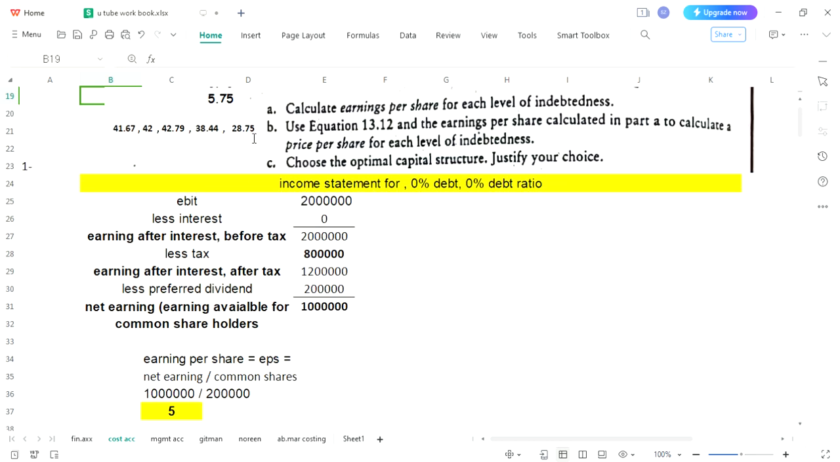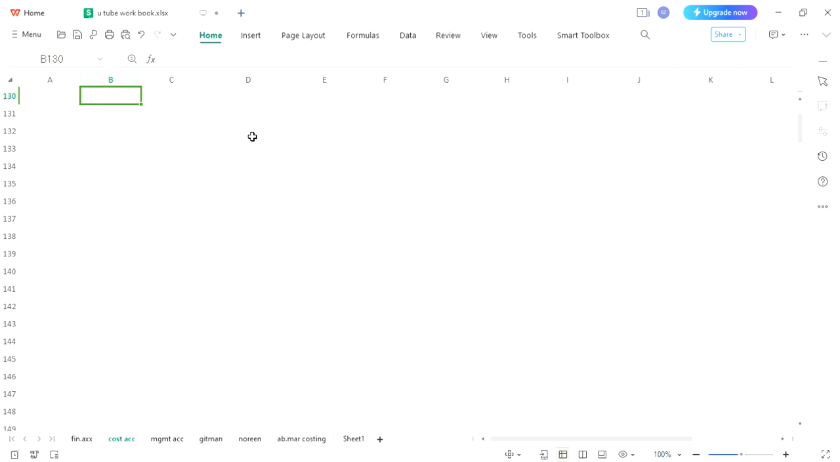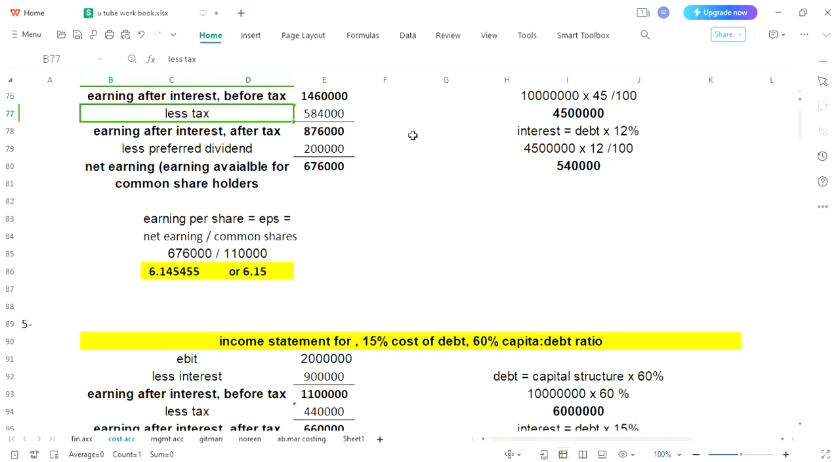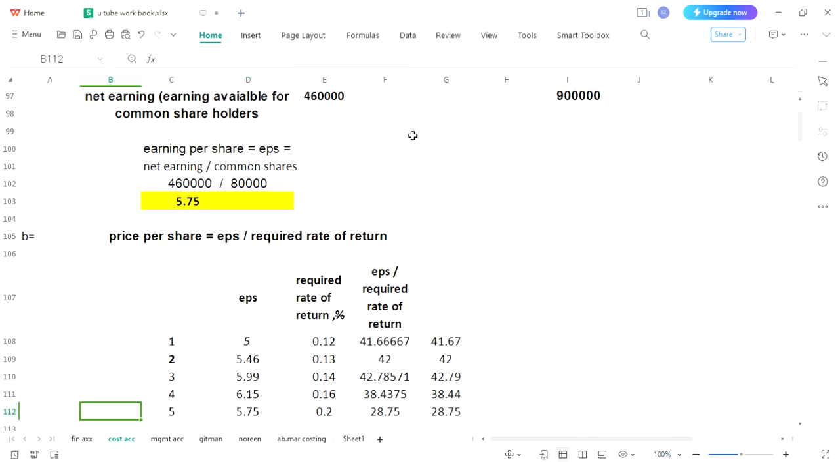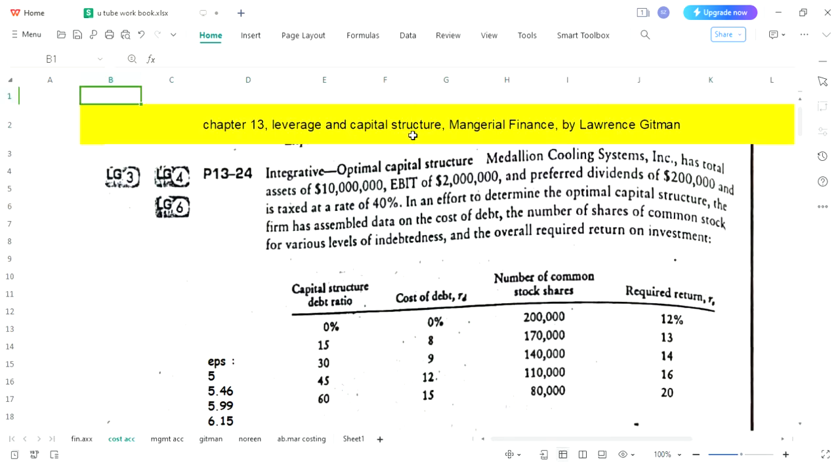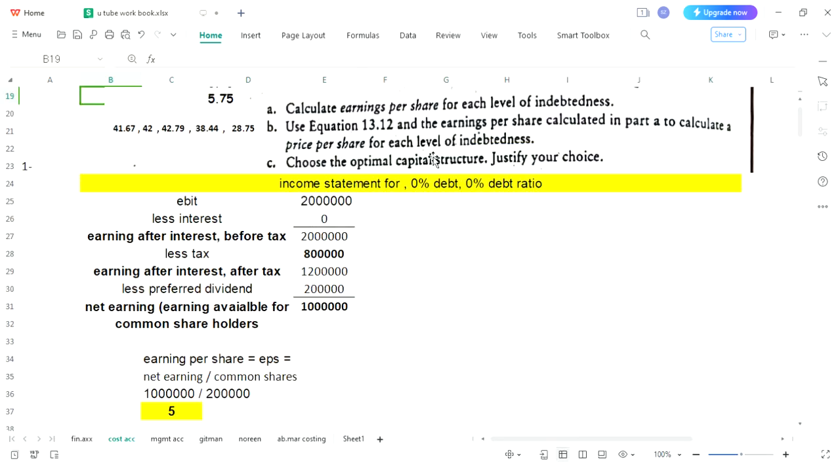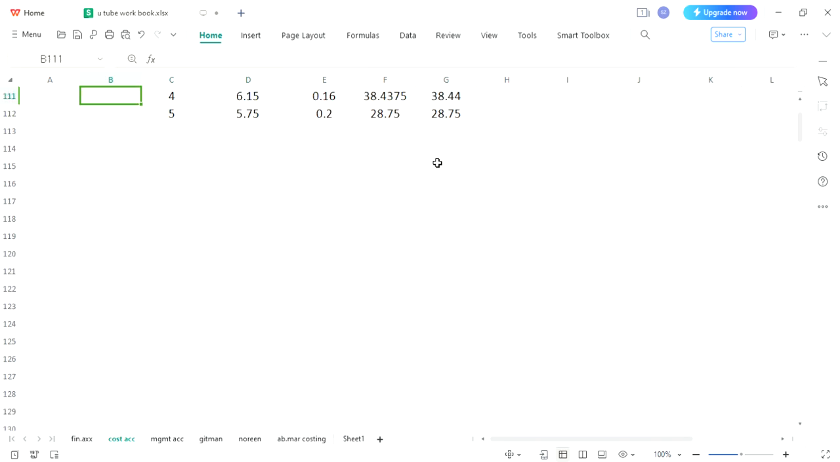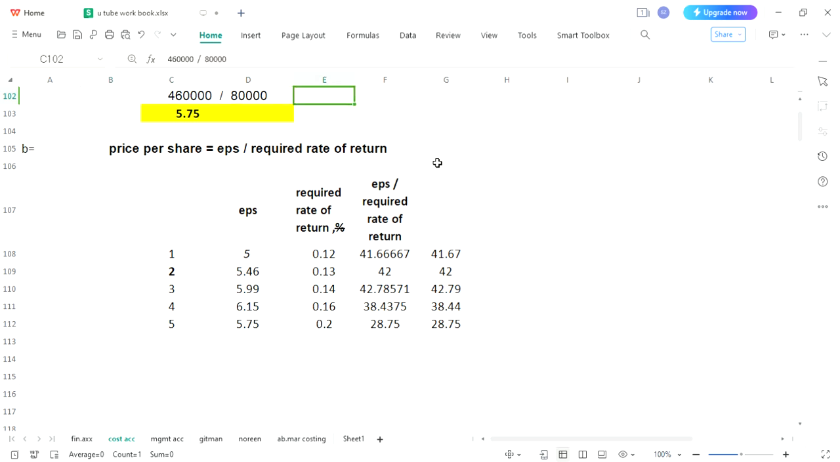38.44 and last answer 28.75. Last answer 28.75. Now these are matched. So it means our B part has also ended. Let's see what C part is saying to us. Choose the optimal capital structure, that was the actual requirement of the question, and we will do it orally. Here you will solve your C point.